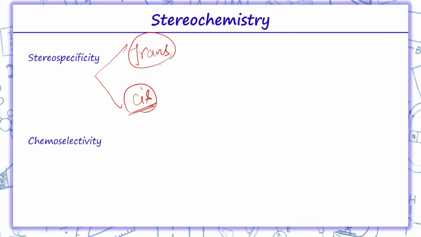Now chemoselectivity is basically when there are two or more functional groups in a molecule. A given reagent may react preferentially with one rather than the other. Therefore, it is known as chemoselectivity.